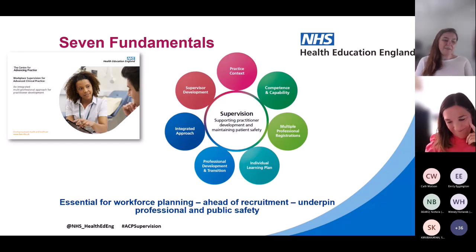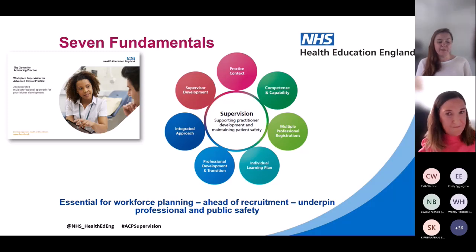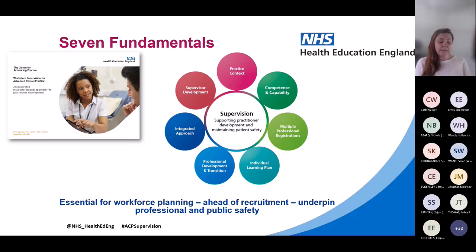Hi, hello everyone. We're going to talk a little bit about the 7 fundamentals of advanced practice. So the Workplace Supervision for Advanced Clinical Practice document was launched in October 2020. The work was commissioned to look at supervision in multi-professional advanced clinical practice. To note, when it was commissioned, the brief was advanced clinical practice to align with the 2017 HEE framework for multi-professional advanced clinical practice. However, it is acknowledged in the publication that in some practice contexts, the term advanced practice is preferred, and the guidance is relevant in both contexts. For the purposes of this session, I'll use the term advanced practice to include all contexts.